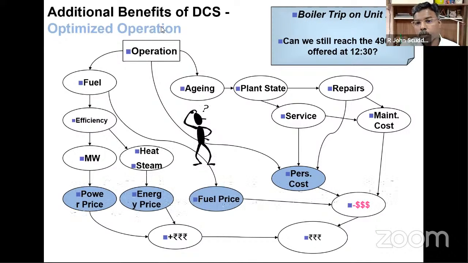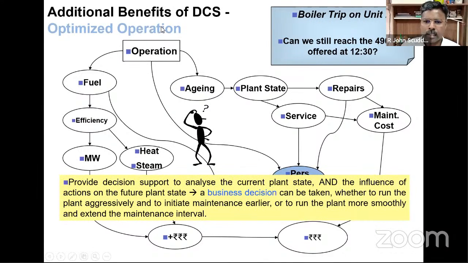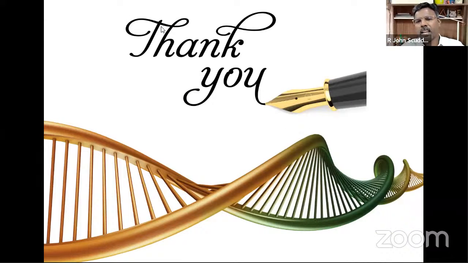Another thing is optimized operation also. Whenever you find that there is excess wastage of water or air or coal, or consumption of coal is more, those things, and even plant aging, how to do a residual life analysis. For all this, your DCS can help you.